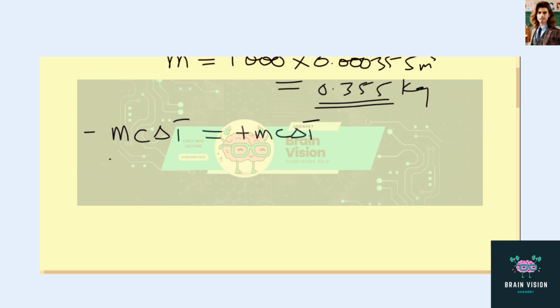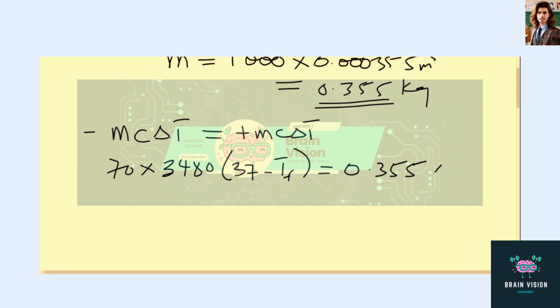So let's go on to look at that. The mass of the man is 70 multiplied by his specific heat capacity, 3,480, into bracket 37 minus the final temperature we are supposed to calculate, the equilibrium temperature, is equal to the mass of the drink, 0.355, multiplied by the specific heat capacity of water, let's say 4,200, into bracket the final temperature minus 12.